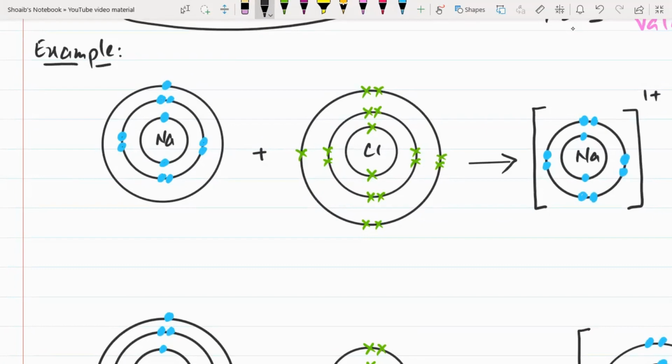Welcome back, students. Now we're going to discuss some examples of ionic bonds, and also we're going to cover the dot and cross diagram of ionic compounds.